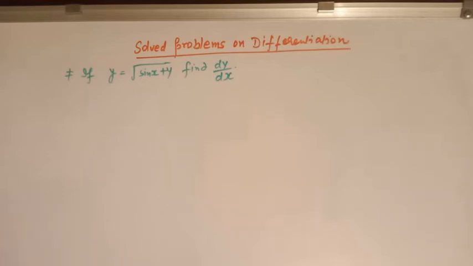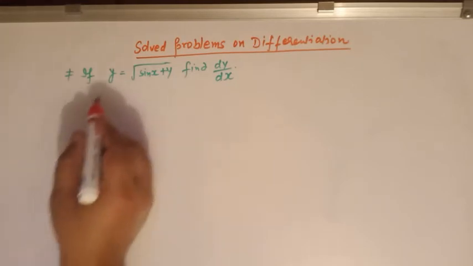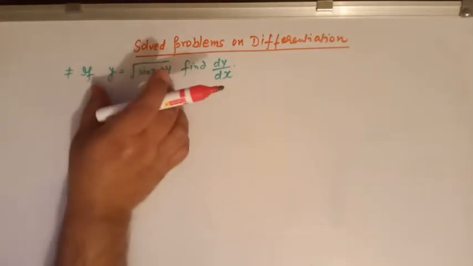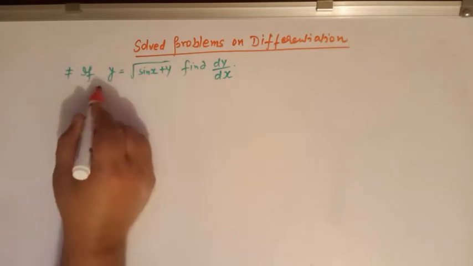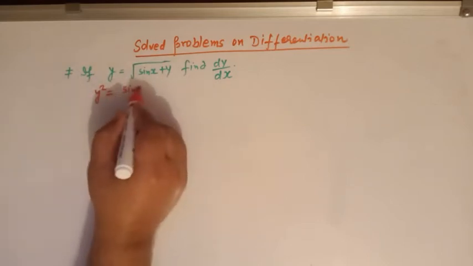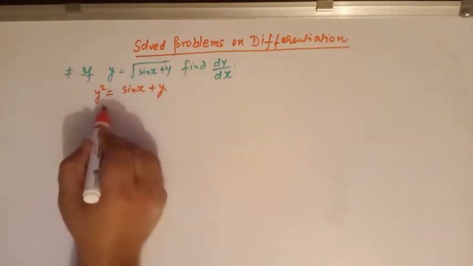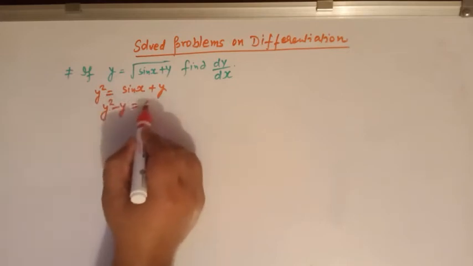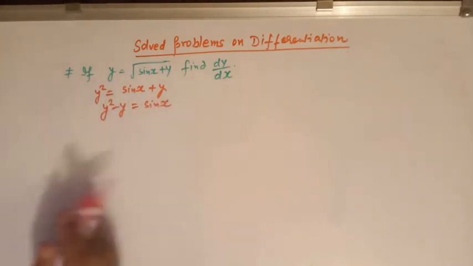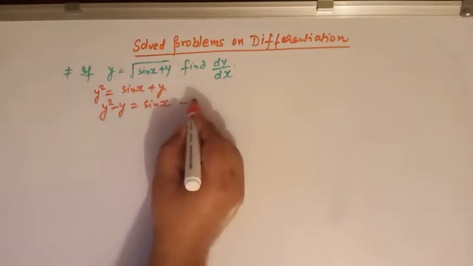If y is equal to square root of sine x plus y, then we have to find the derivative dy over dx. Clear? So let us start. So here, let us square both sides. Squaring both sides, we get y square is equal to sine x plus y. Now take this y to the left hand side. Viewers, now differentiate both sides.